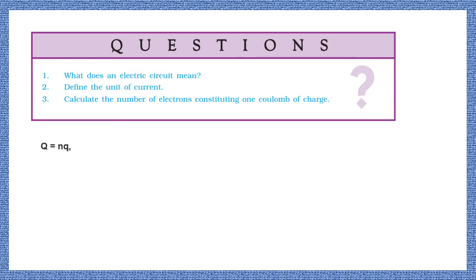Okay, what does an electric circuit mean? The definition is given over there. Electric circuit is the closed path made by using battery, plug key.